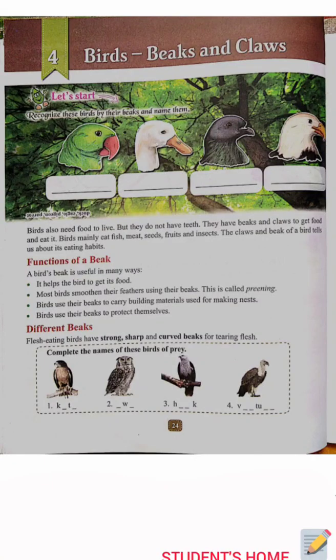Okay class, so today we are going to start our next chapter, that is chapter 4, birds, beaks and claws. As you can see in the slide, birds also need food to live, but they do not have teeth. They have beaks and claws to get food and eat it. Birds mainly eat fish, meat, seed, fruits and insects. The claws and beak of a bird tells us about its eating habits.